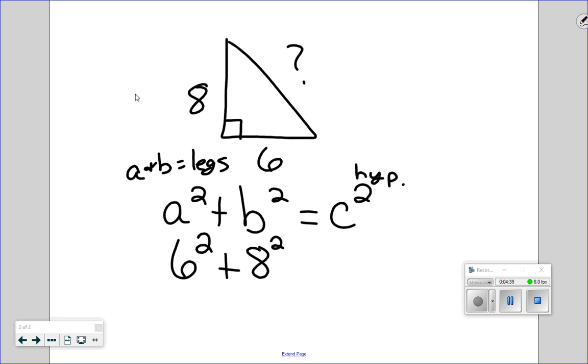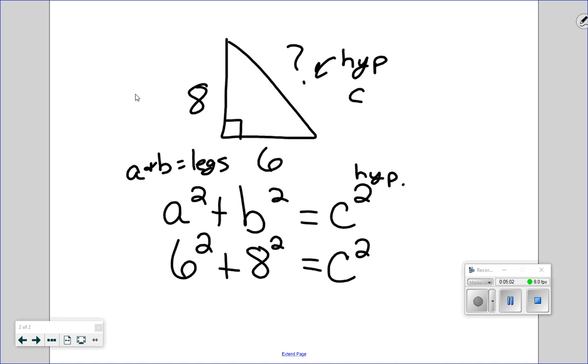It doesn't really matter which one's A and which one's B because we're adding. But they do both have to be on the left side. So you have to have the 6 and the 8 as A or B. And then C is the hypotenuse. This right here is the hypotenuse, so that's what we use for C. And we don't know it, so we leave it as C squared in our equation. And now we have everything we need to solve for that missing side.